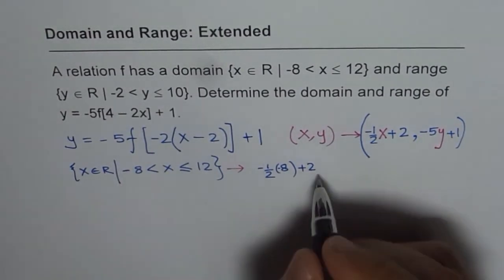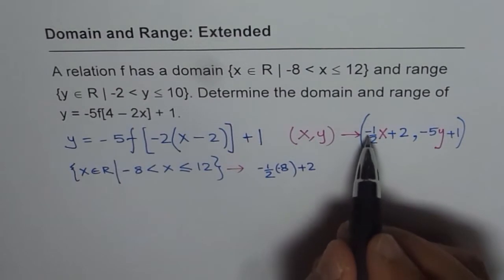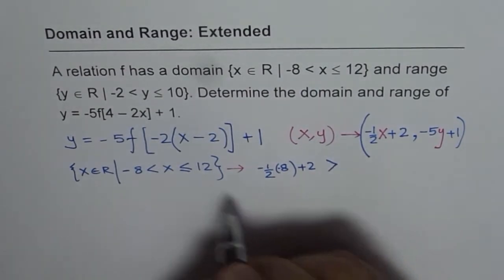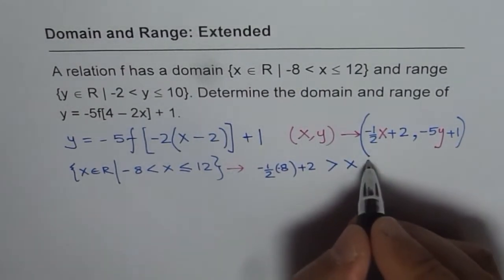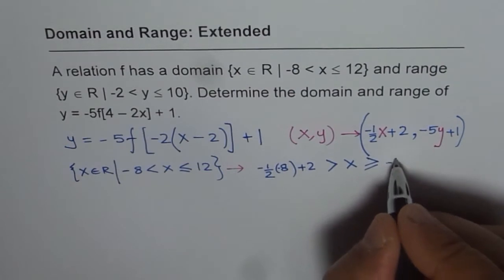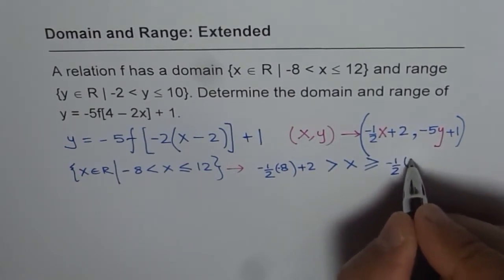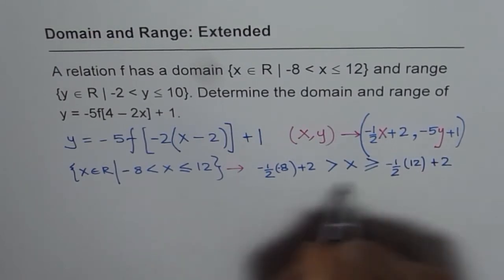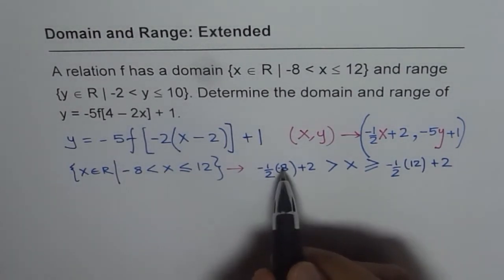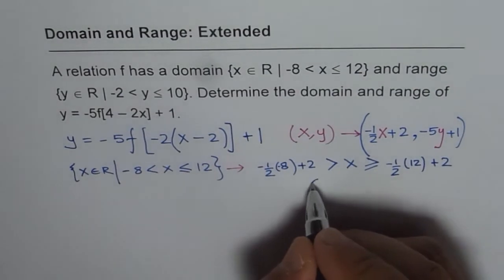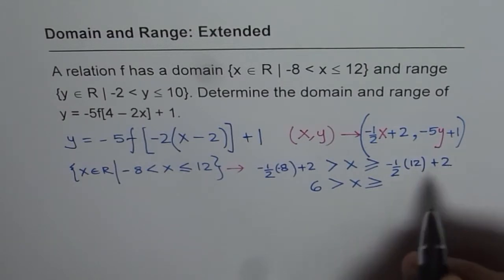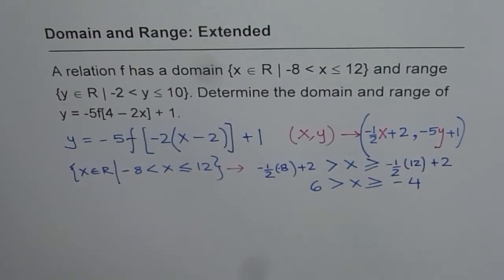Now when you multiply by a negative number, which we are doing, the inequality sign will also reverse. We'll have this sign pointing the other way. And 12 will also get changed, the new point for 12 should be minus half of 12, plus 2. So that is the change in domain. We can now calculate. 8 divided by 2 is 4. 4 plus 2 is 6. So it is 6 here. x is greater than or equal to -6 plus 2, which is -4. So that is the change in domain.